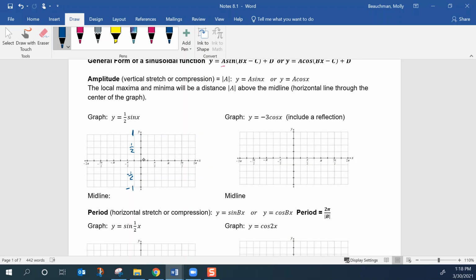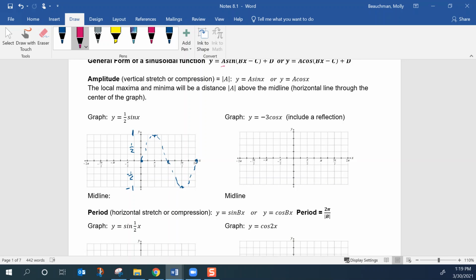The sine of x looks like 0 at 0, at pi over 2 we have 1, at pi we have 0, at 3 pi over 2, -1, and 2 pi is back to 0. So what the graph of the sine function looks like is the dotted line. The graph of 1/2 sine of x is, in this case, a vertical compression, 1/2.